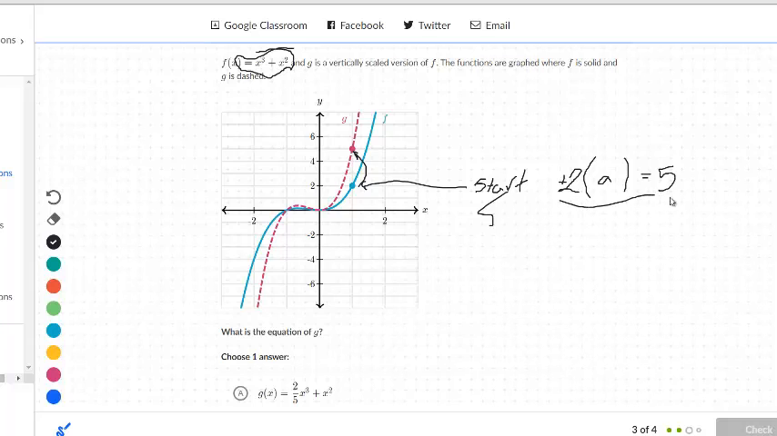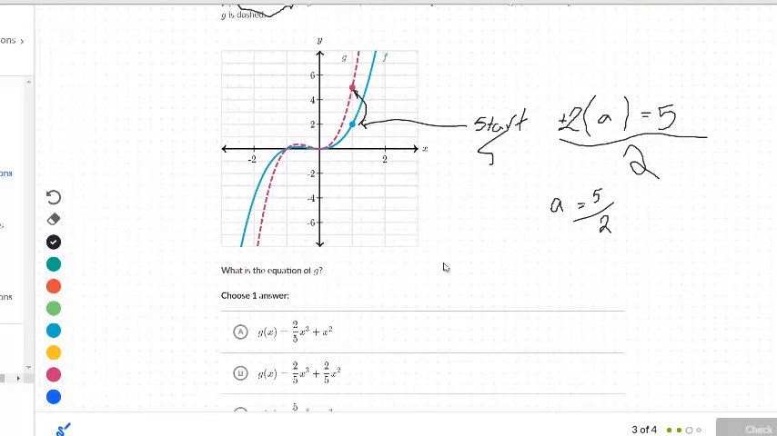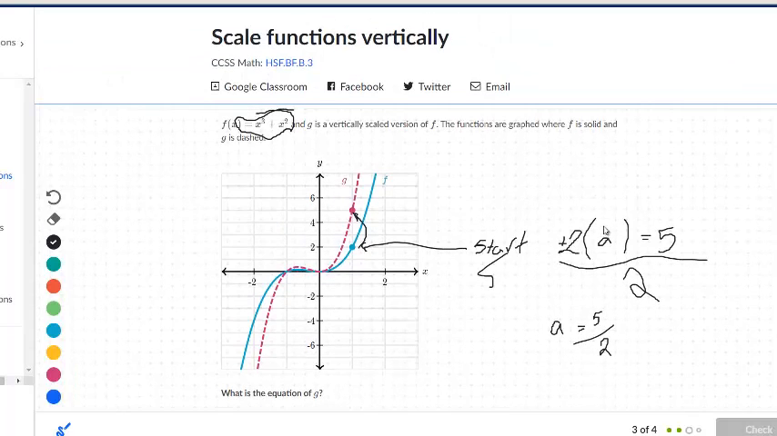To get that factor by itself, right now it's multiplying by 2, so I need to divide everything by 2. And so we're going to have an A value, a scalar value that's going to make it bigger and taller of 5/2. There's our scalar factor. So I want the entire equation multiplied by 5/2.